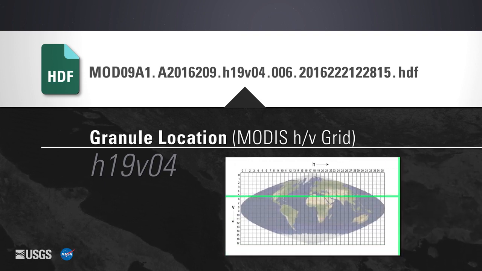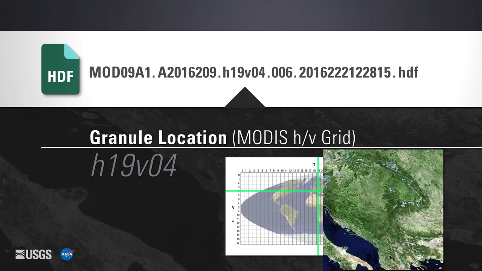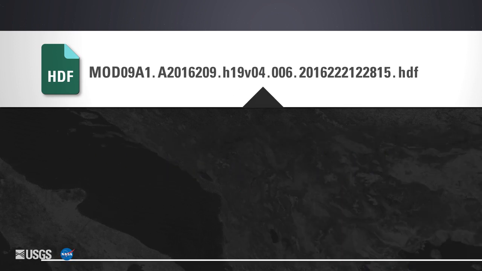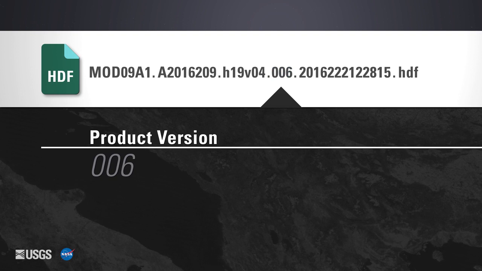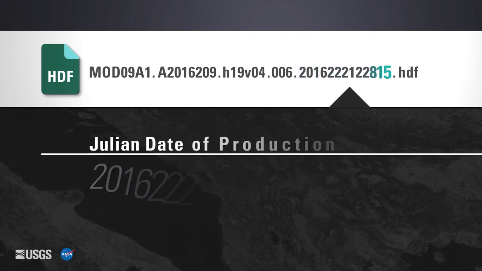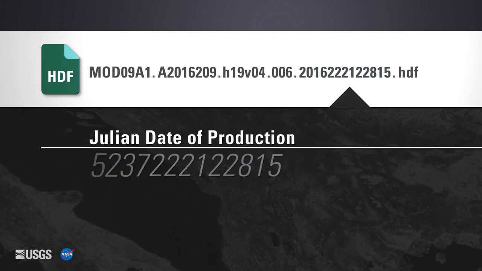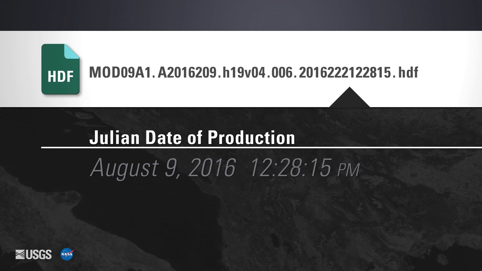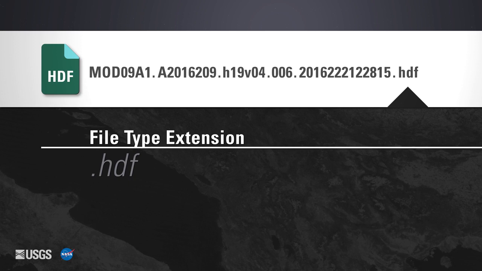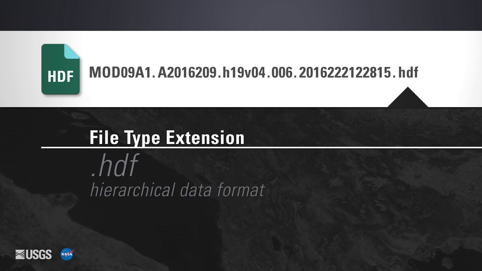The HV grid is accessible on the MODIS overview page on the LP DAAC's website. The fourth part indicates the product version. The fifth part indicates the Julian date of production, including the year, day, hours, minutes, and seconds. The last part is the file format. MODIS version 6 data are provided as an HDF file.